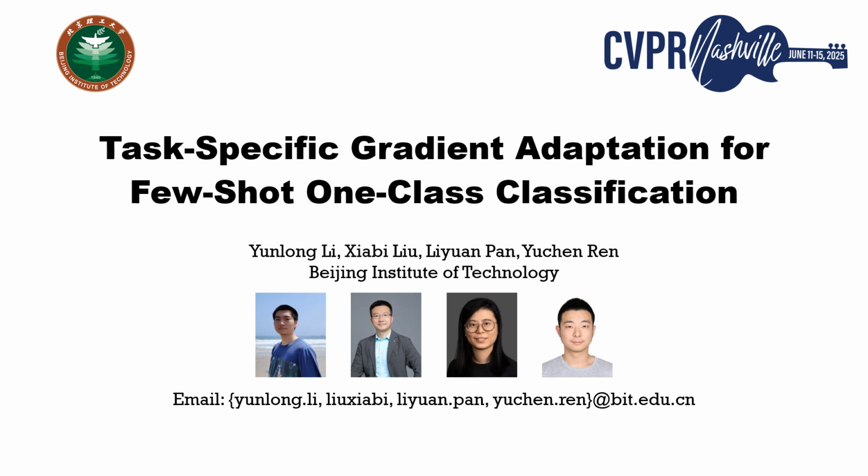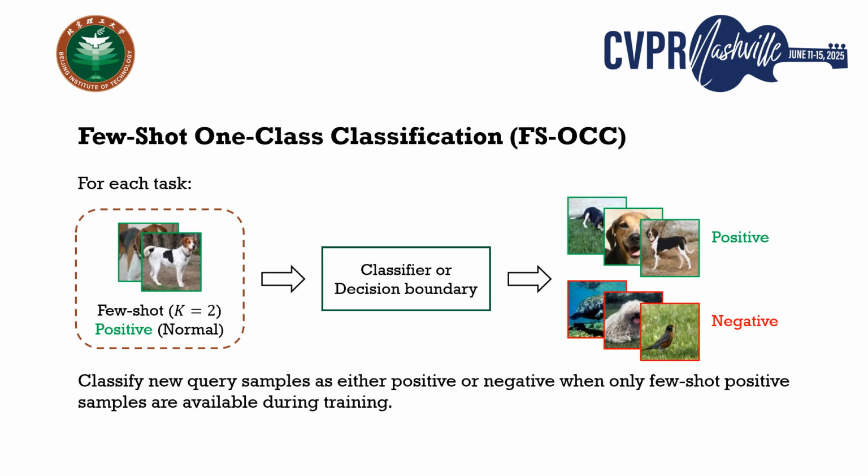Good morning, everyone. Today, I'm honored to present our work, Task-Specific Gradient Adaptation for Few-Shot One-Class Classification. This research was conducted by Yunlong Li, Xiaobi Liu, Liyuan Pan, and Yuchen Ren from Beijing Institute of Technology.